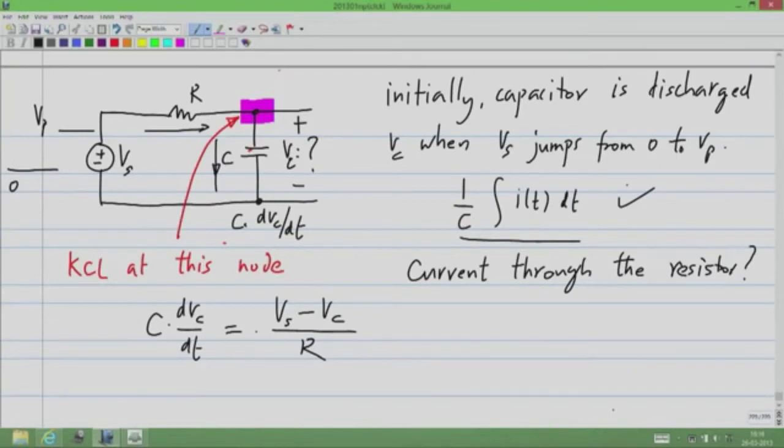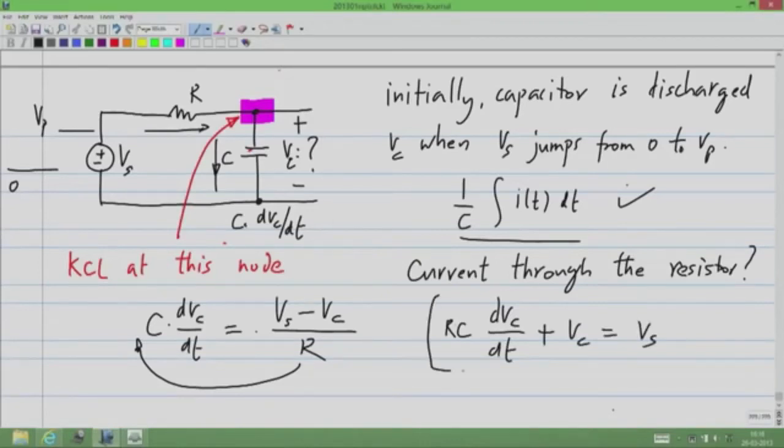Okay. What I will do is I will group all of the terms containing Vc to the left hand side, and I will also multiply both sides with R. So I will get RC dVc by dt plus Vc equals Vs. Okay. Now this is a feature of circuits containing capacitors or inductors or both, that the equation governing the circuit will be a differential equation.